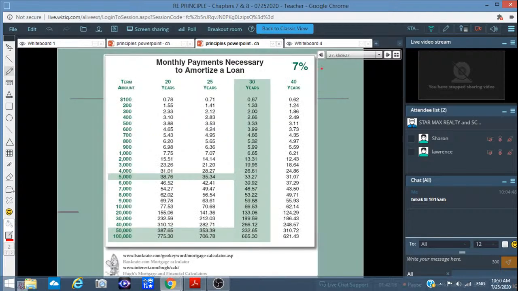Alright, so let's look at the chart. This is at 7%. I'll give you an idea. If you look at 7%, 100,000, a 30-year loan is about 665, or $700.